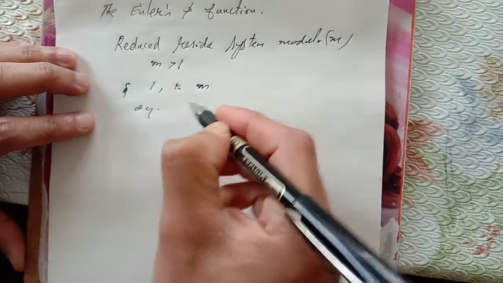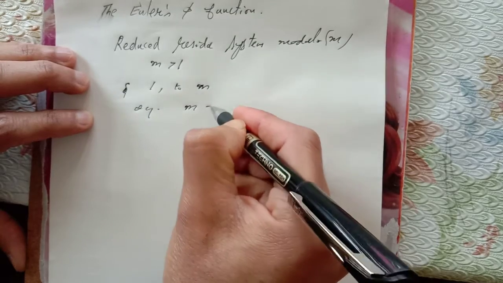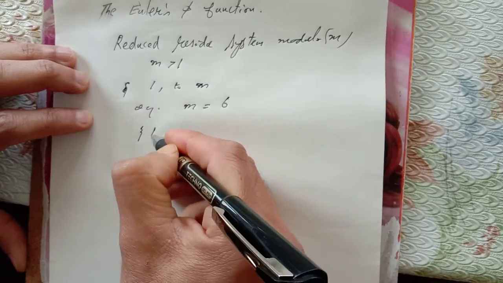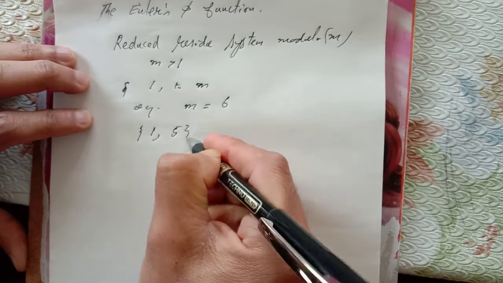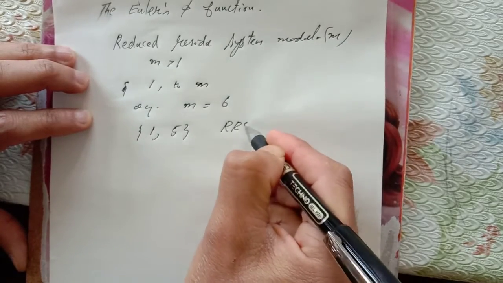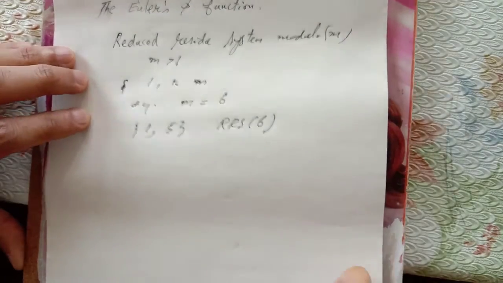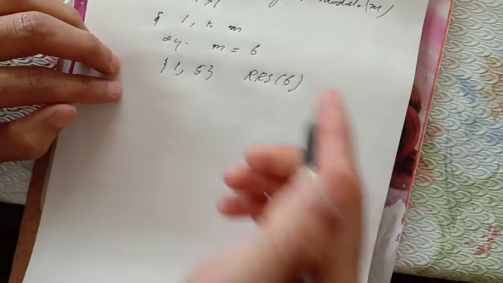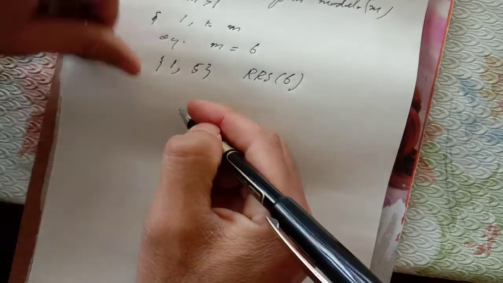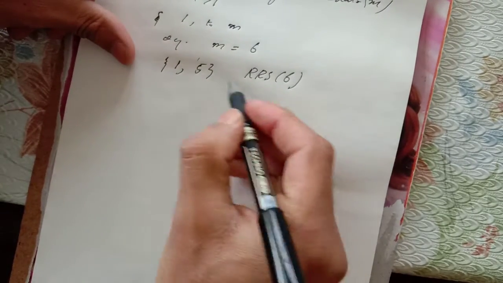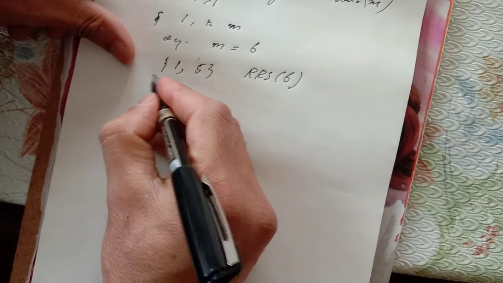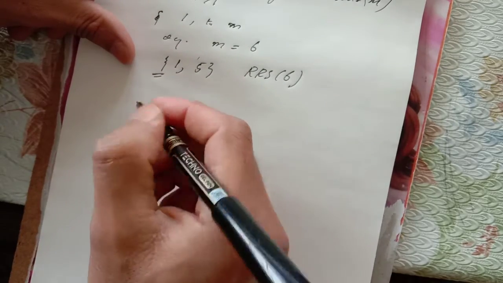For example, if m is equal to, suppose, 6, then the set {1, 5} is the reduced residue system modulo 6. This thing we have already discussed in our classwork. Now, we'll now define the Euler phi function.